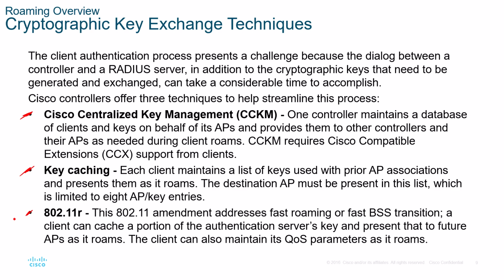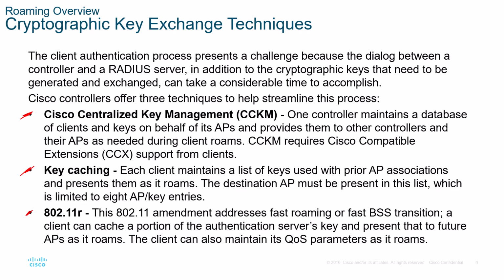Another area is key caching. Basically, each client will maintain a list of keys used by prior AP associations and will present them as they roam. Way less secure, but definitely is an option. The destination AP must be presented with this list, which is limited to 8 entries essentially. So if this AP was one of the last 8 to be connected to, then the key may be cached. Huge security risk with this, but this is definitely a feasible option.